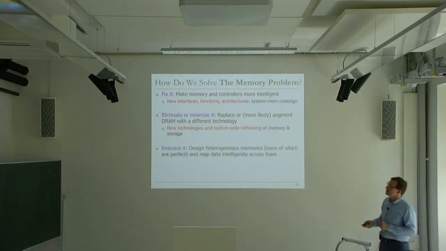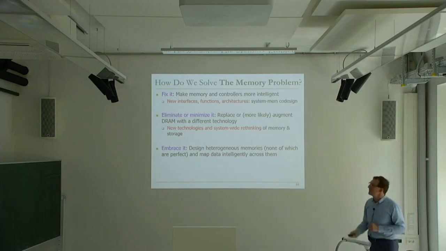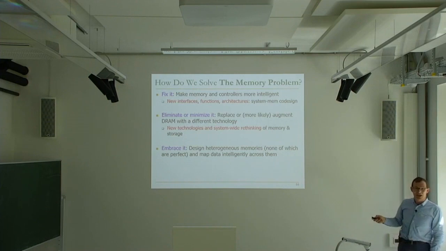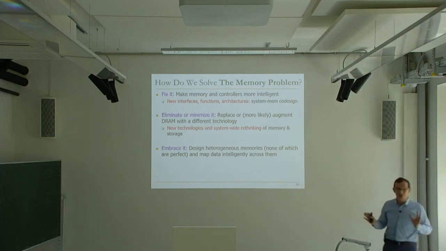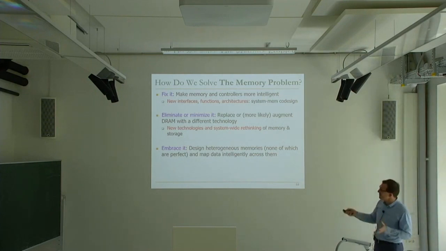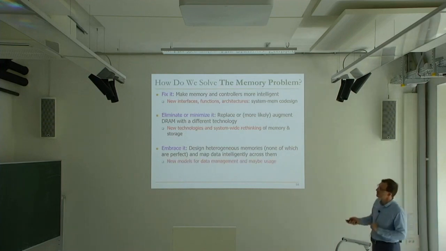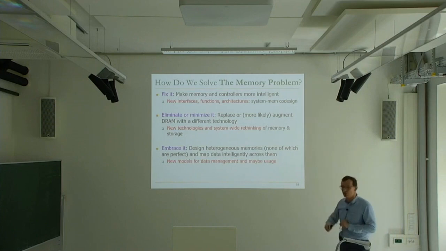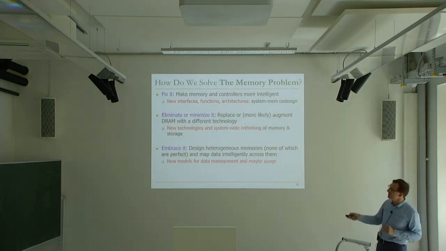And maybe the third solution, at least referring to a lot of the scaling issues, is that maybe we should embrace some of the scaling issues that we have. For example, if we can say some of the memory that we have is unreliable and we're going to still use it, that would be great. The question is how to do that, of course, right? Maybe we can even design some memories that are heterogeneous, none of which are perfect, and we can map data intelligently across them. And this could lead to new models for data management and usage. They don't necessarily need to be unreliable. They could be completely different. This is essentially hybrid memory.